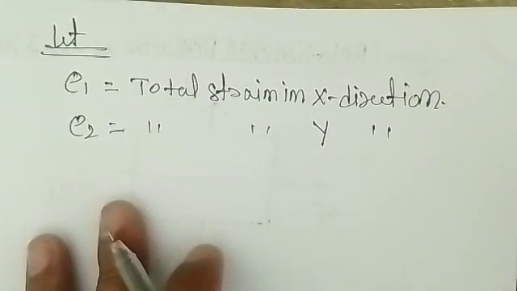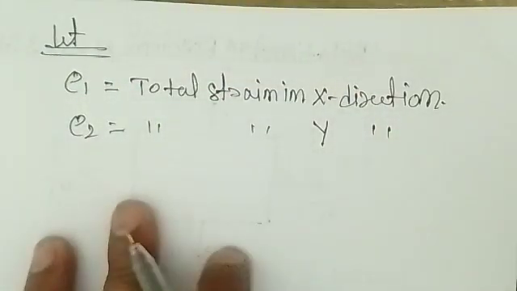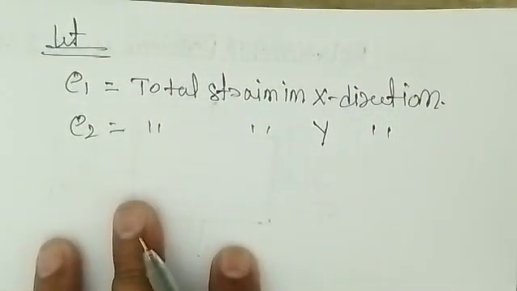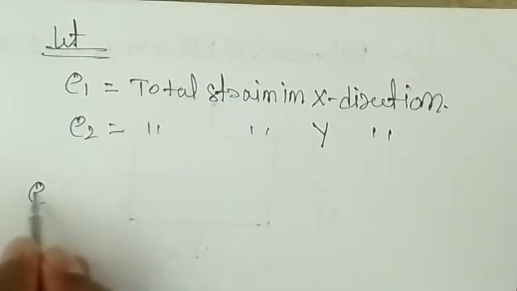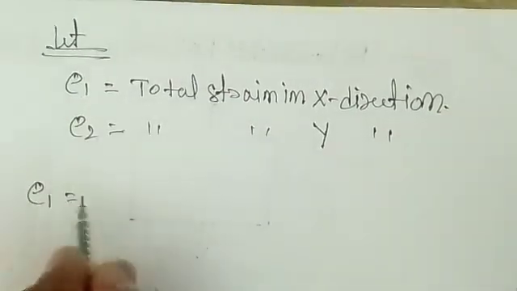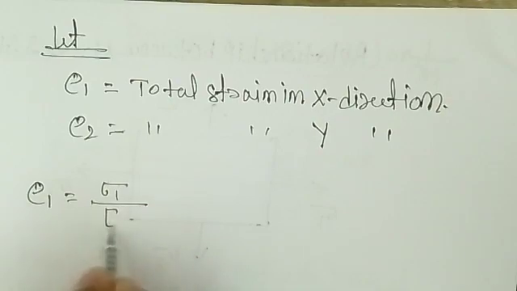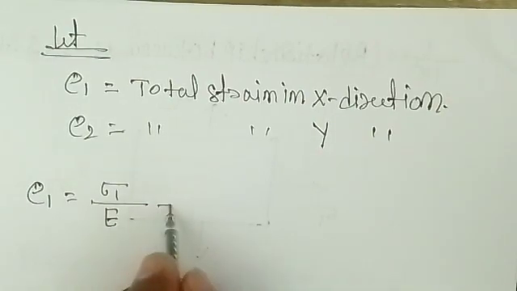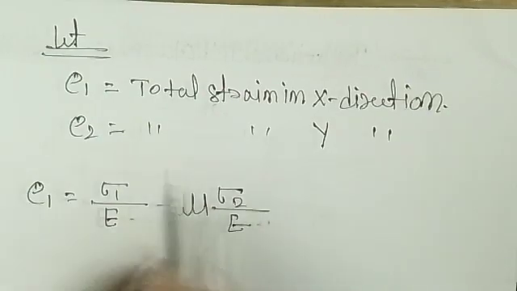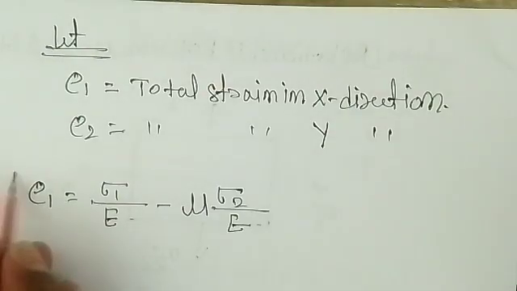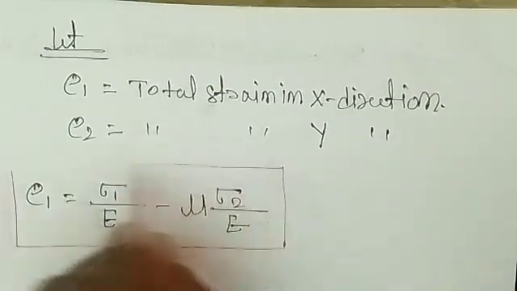So what is the total strain in x direction? It is the longitudinal strain because of sigma 1 and the lateral strain because of sigma 2. So E1 is equal to sigma 1 by E, the longitudinal strain, and the lateral strain because of sigma 2, which is nothing but mu times sigma 2 by E. This is the strain in x direction.